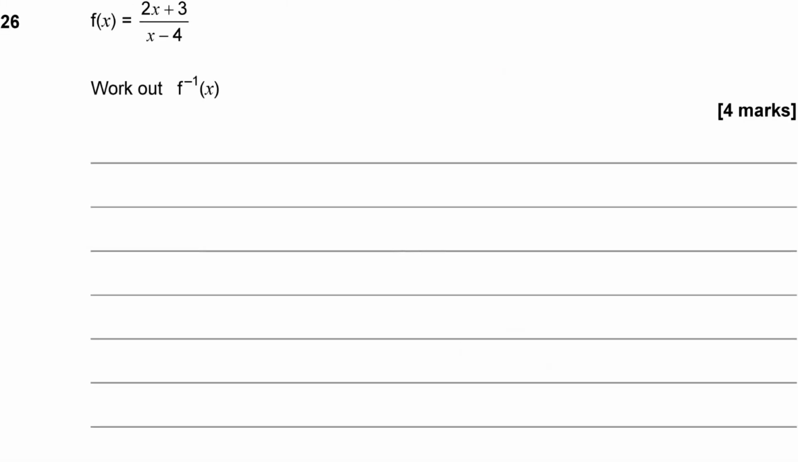Question 26, we're given a function f of x as 2x plus 3 over x minus 4, and we need to work out f to the minus 1 of x, or the inverse function. Now, the technique for doing this is to start off by replacing f of x with y. So make it y is equal to 2x plus 3 over x minus 4. And then try to change the subject of the formula, so you make x the subject rather than y. That's the first step anyway.